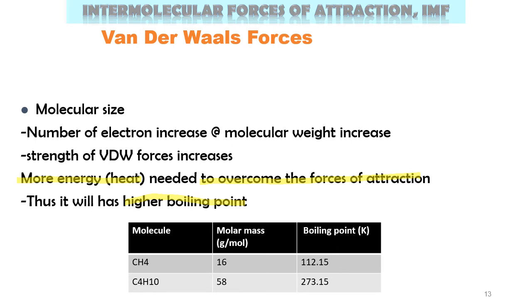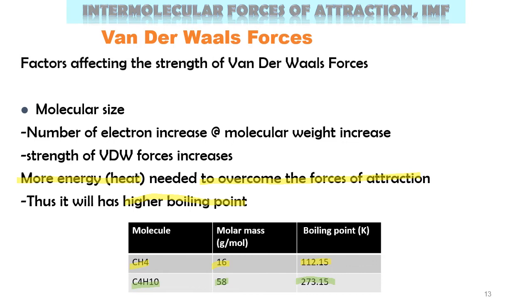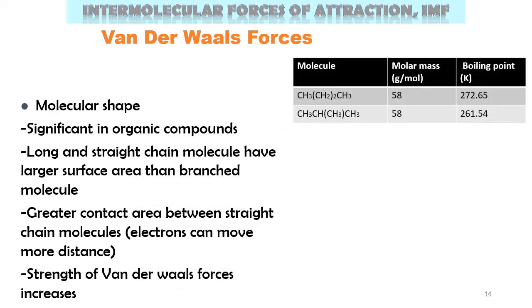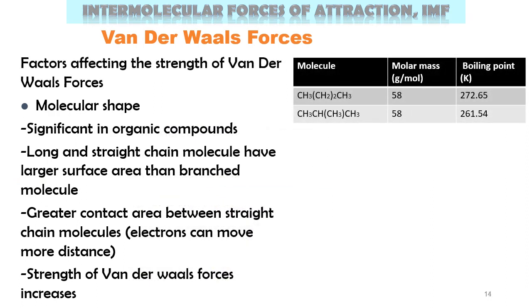So let's compare molecule of CH4 with molar mass of 16. It will have boiling point of 112.15 Kelvin. But if you compare with C4H10 with greater molar mass, it will have greater boiling point compared to CH4. Next, the factor of shape.